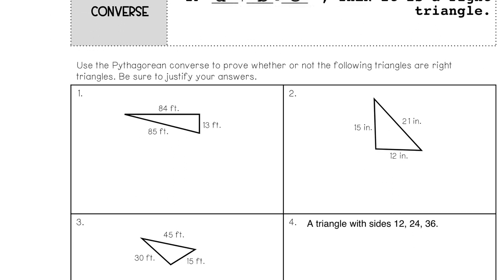Starting with the first one here, I want us to identify what A would be, what B would be, and then what C would be. Remember, A and B are the legs, so we're looking at A and B forming a right angle. That would be these two. So I'm going to pick A as 84 and B as 13. Then by process of elimination, C is 85. Remember, C is always diagonal across from the right angle.